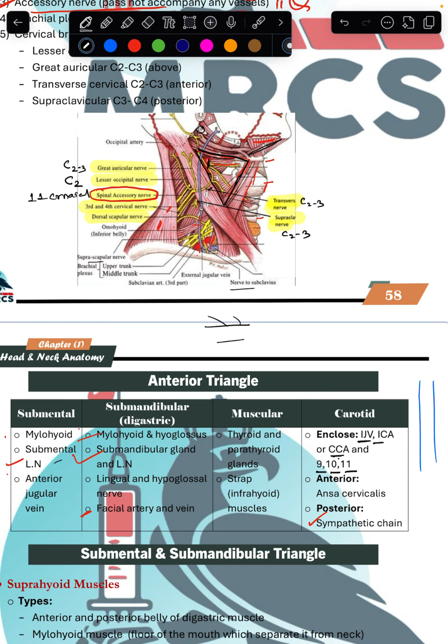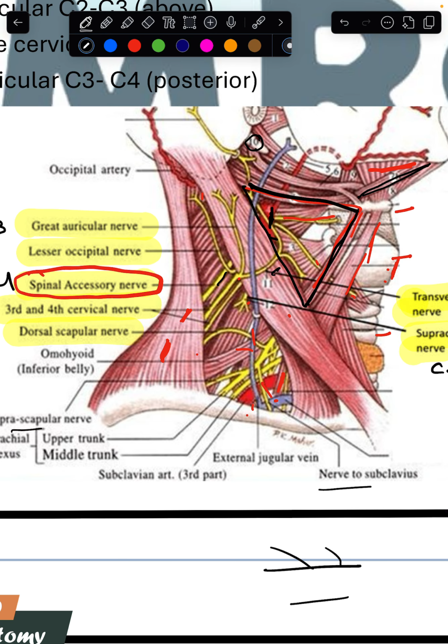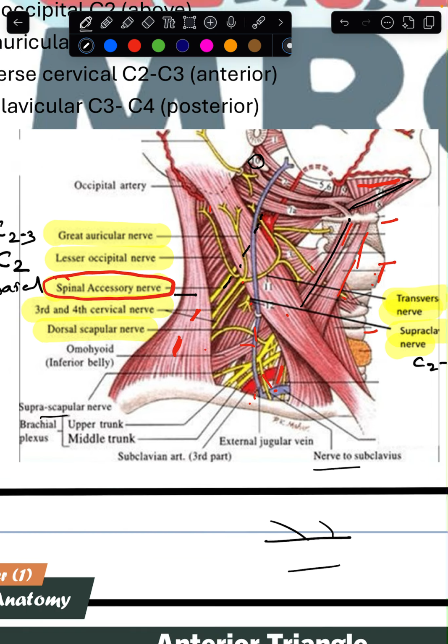Accessory nerve we have seen it is coming from there. Spinal root is supplying to this, and again in front you see accessory nerves. So 9th, 10th, 11th nerves are also there in the carotid triangle. This is accessory nerve here crossing like this, it is in there like this.